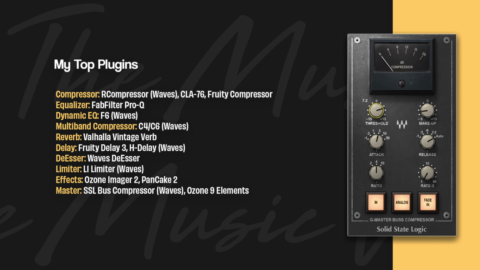For DSR, I just use the simple Waves DSR. For a limiter, as you guys can see here, I tend to use the L1 limiter. Okay, and other effects, of course, the Ozone Imager 2 and Pancake 2. On the master chain or master bus, I tend to use the SSL bus compressor and then the Ozone 9 elements. Okay, so those are all the plugins I use. Let me show you where they are on the chain as well, because you can see they're distributed.